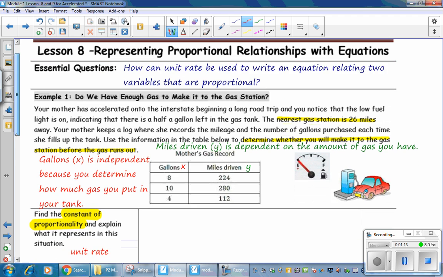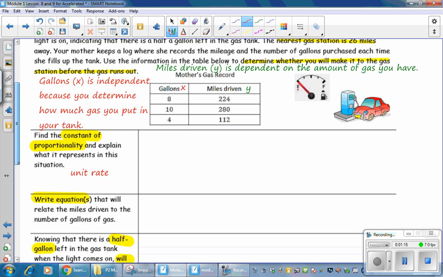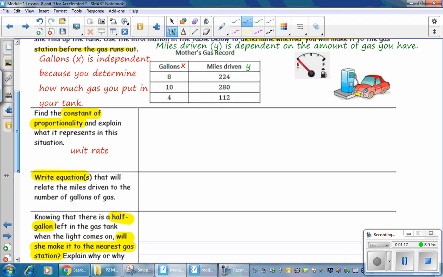Find the constant of proportionality and explain what it represents in this situation. Remember that the constant of proportionality is also called the unit rate. And that is found by dividing y by x. And remember that the x value is what you want one of. And we want to know how many miles you can drive on 1 gallon. So the y value is the miles, and the x value is the gallons.